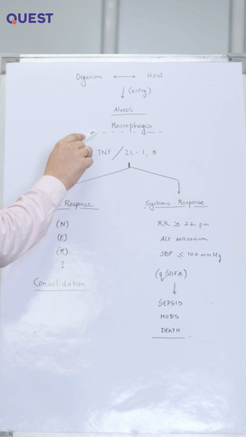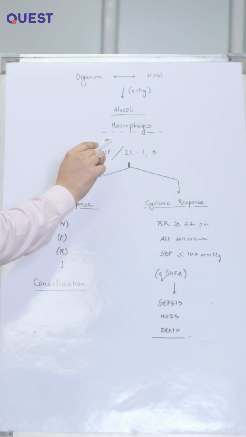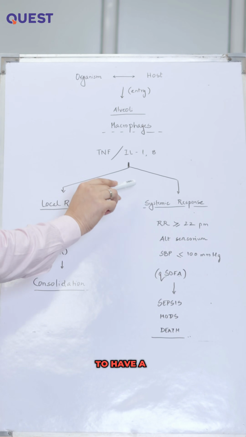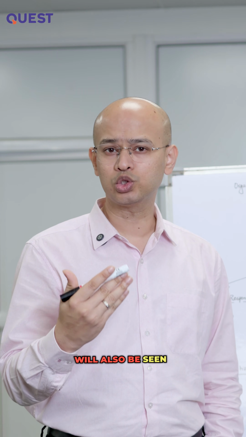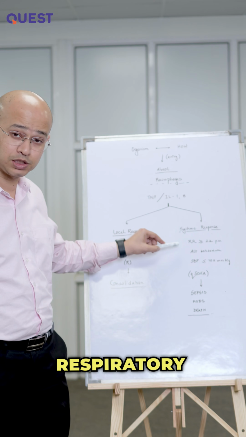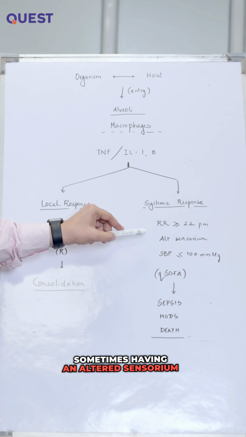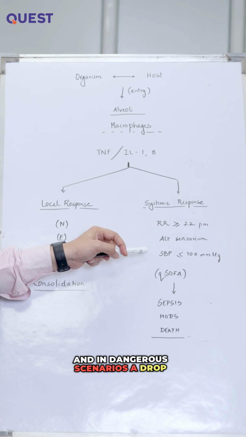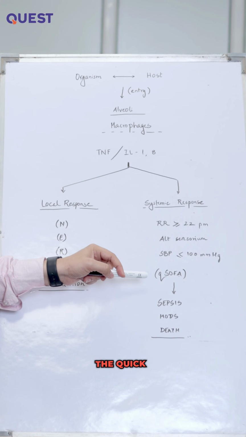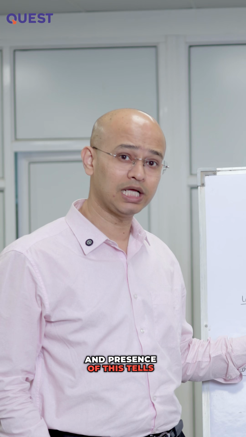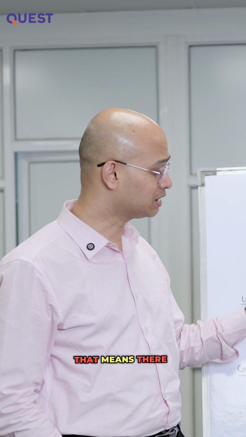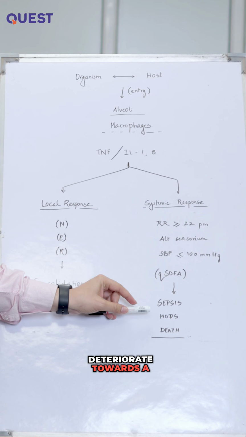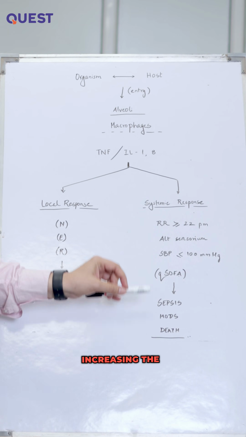Now, the macrophage leading to these cytokines is not only going to have a local effect, it is also going to have a systemic effect. The systemic response is what will lead to fever. The systemic response is what will also be seen as a patient having an increased respiratory rate, sometimes having an altered sensorium, and in dangerous scenarios, a drop in the blood pressure. These three can be assessed by the quick SOFA score, and presence of this tells you that the patient is heading towards or is already in what is known as sepsis. That means there is a systemic response due to an infection. A patient with sepsis would deteriorate towards a multi-organ dysfunction syndrome, increasing the risk of death.